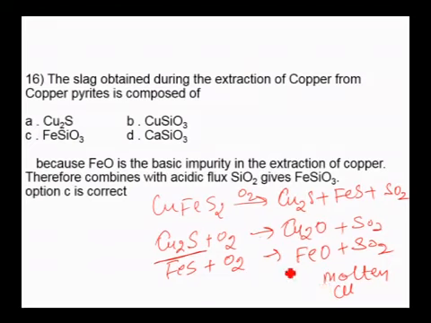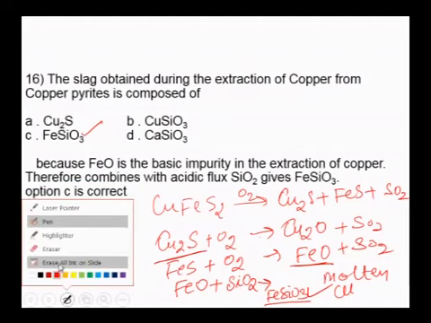But the FeS is oxidized to FeO. This FeO combines with the impurity, that is flux, acidic flux SiO2, giving rise to FeSiO3. Therefore, the slag formed in the extraction of molten copper is FeSiO3, that is C. Because FeO is the basic impurity in the extraction of copper, it combines with acidic flux SiO2 to give FeSiO3, that is FeO plus SiO2 giving rise to FeSiO3. The correct option is C.